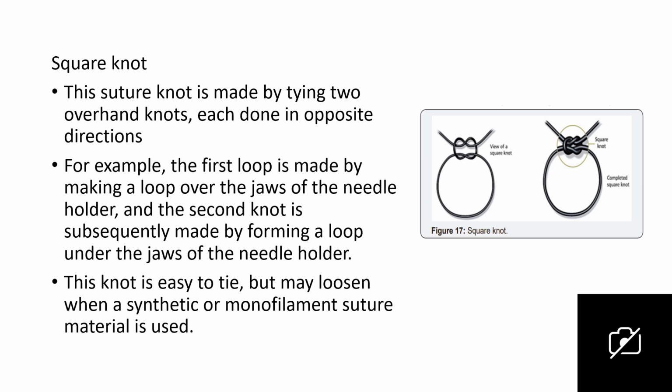Square knot. This square knot is made by tying two overhand knots, each done in the opposite direction. For example, the first loop is made by forming a loop over the jaws of the needle holder, and the second knot is subsequently made by forming a loop under the jaws of the needle holder. This knot is easy to tie but may loosen, so a synthetic or monofilament suture is used with it.